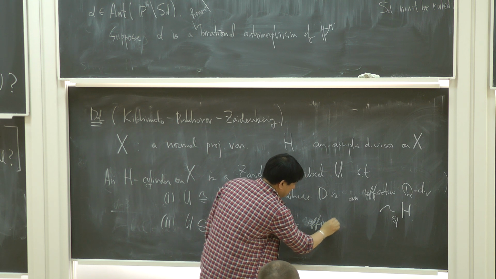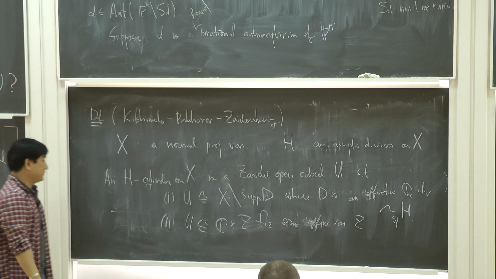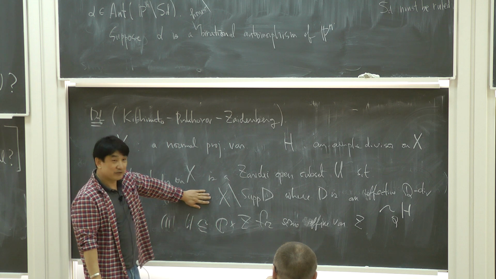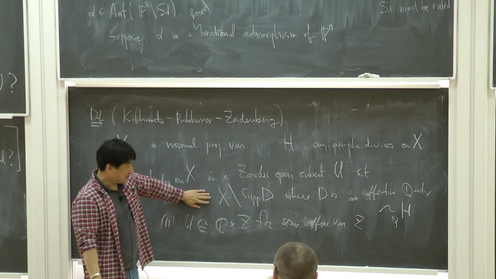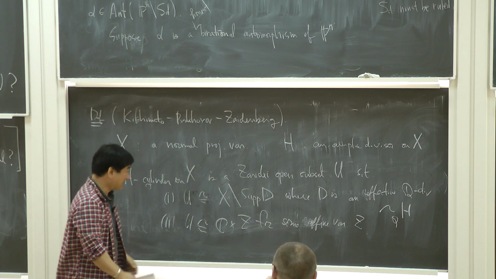Affine variety Z. If two conditions are satisfied, then U is called the H cylinder. Why do you say that U is isomorphic? You say this? If you like, you can do it. Yeah, just take it.